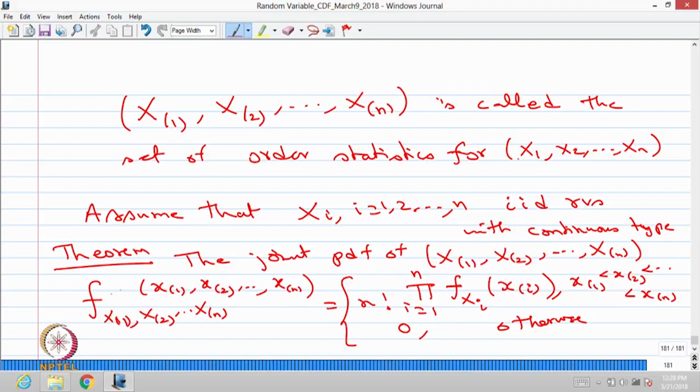It is a non-zero joint probability density function there, otherwise it is 0. One can verify the multidimensional integration with respect to d of x bracket 1, d of x bracket 2, d of x bracket n, that is going to be 1. So, here we are finding the joint probability density function of order statistics.